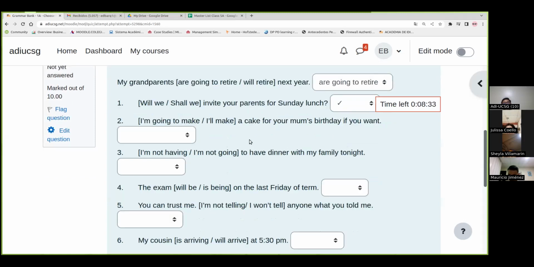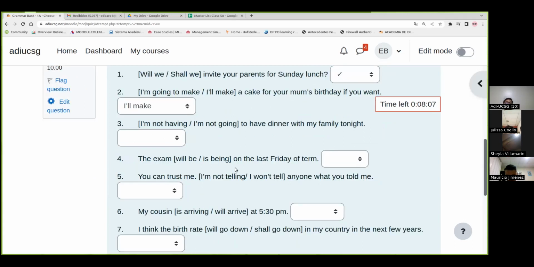Number 2, I am going to make, or I'll make a cake for your mom's birthday if you want. What is it? I'll make. Remember, there is a contraction here. Thank you very much. Okay. I'll make a cake for your mom's birthday if you want. Number 3, I'm not having or I'm not going to have dinner with my family tonight.